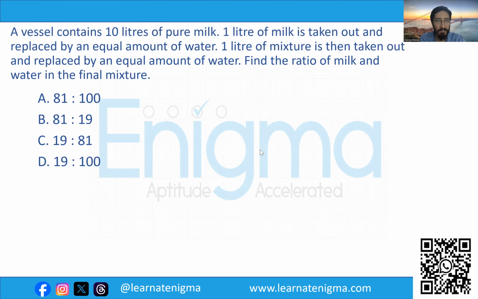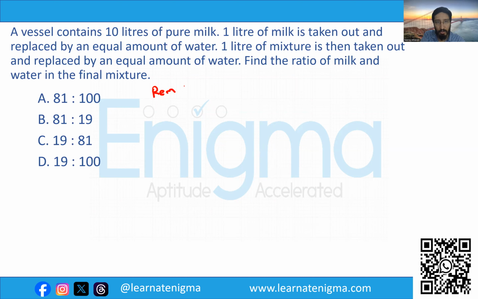A vessel contains 10 liters of pure milk. 1 liter of milk is taken out and replaced by an equal amount of water. 1 liter of mixture is then taken out and replaced by an equal amount of water. Find the ratio of milk and water in the final mixture.